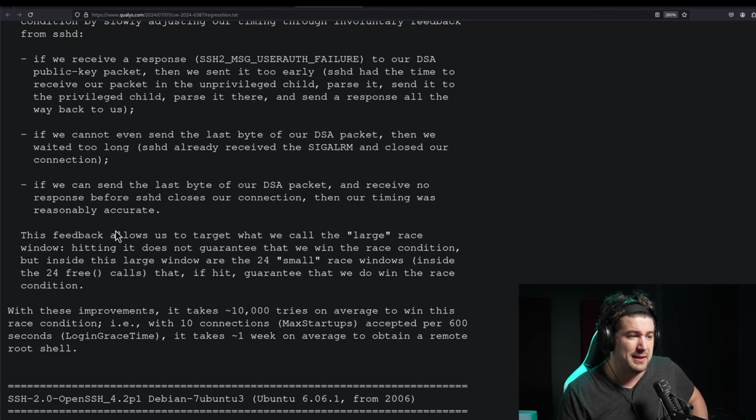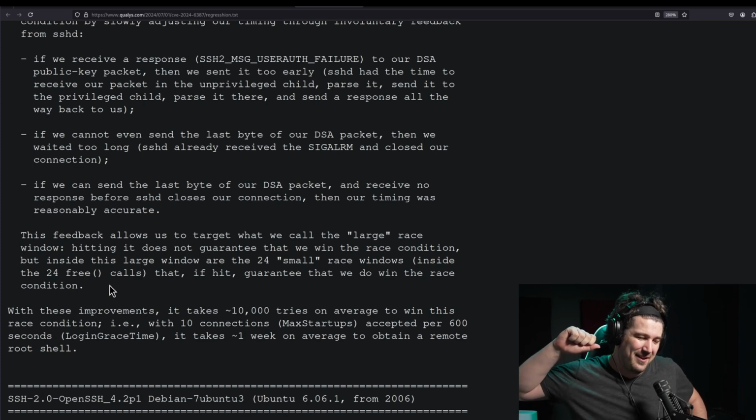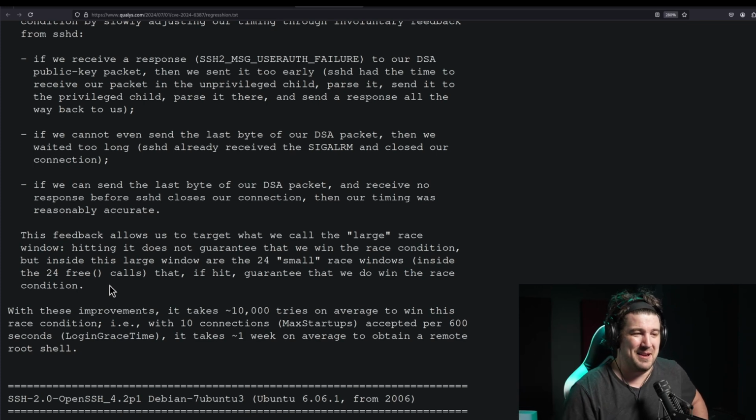All right, this feedback allows us to target what we call the large race window. Hitting it does not guarantee that we will win the race condition, but inside this large window are the 24 small race windows inside the 24 free calls that, if hit, guarantee that we win the race condition. With these improvements, it takes 10,000 tries on average to win this race condition.